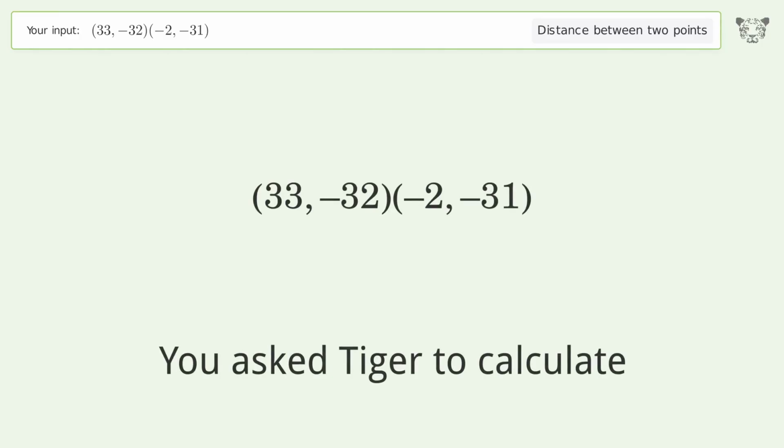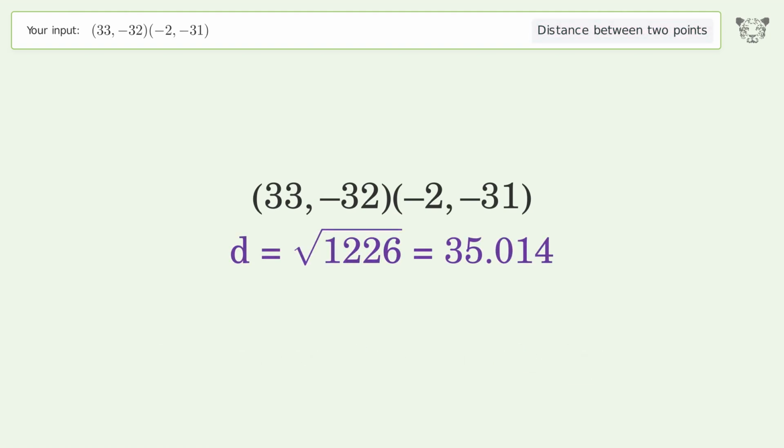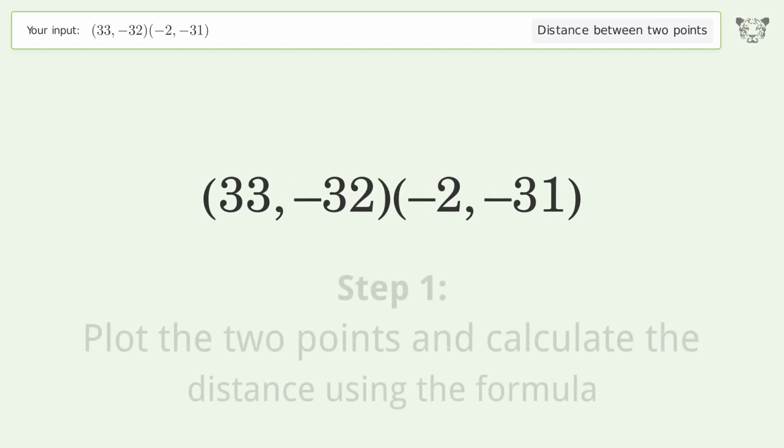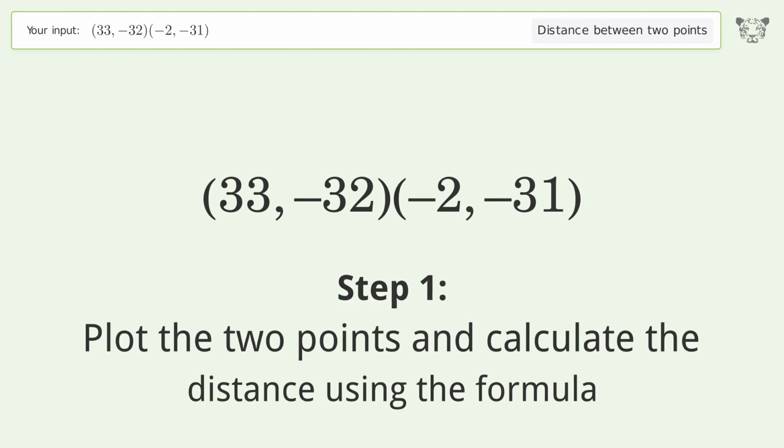You ask Tiger to calculate. This deals with the distance between 2 points. The distance between the 2 points is the square root of 1,226, or 35.014. Let's solve it step by step. Plot the 2 points and calculate the distance using the formula.